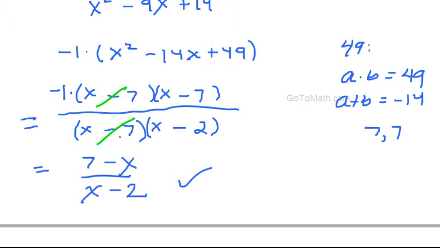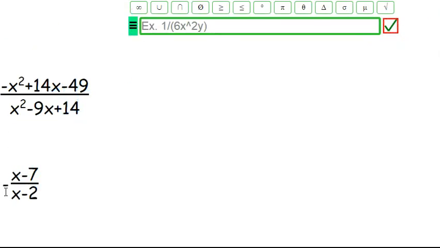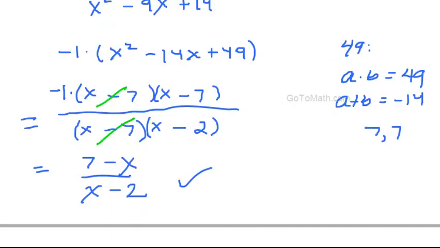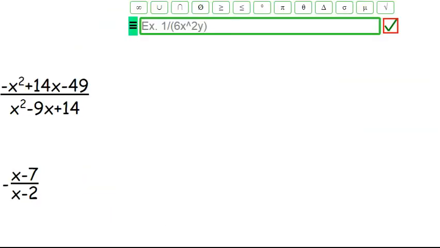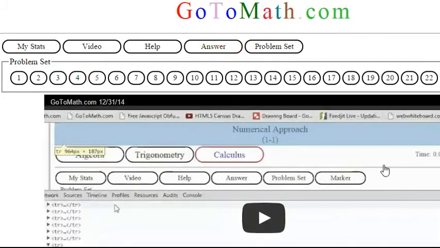So we got a lot to talk about before we can actually get to that. Let's go over here. Okay, so it looks like I didn't take the negative and distribute it across, or this would end up being 7 minus x. That is an x minus 2 in the bottom, yeah. Alright, you never know. Okay, so we're over here at gotomath.com figuring it out.